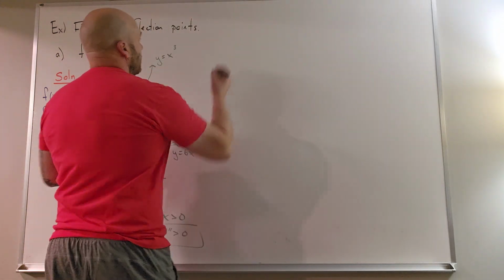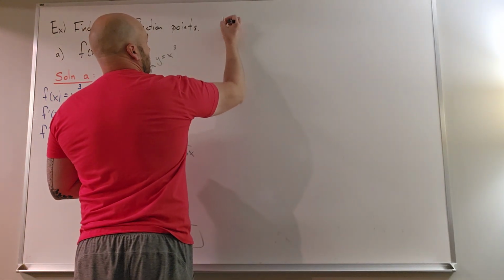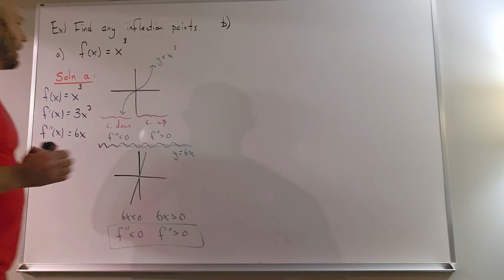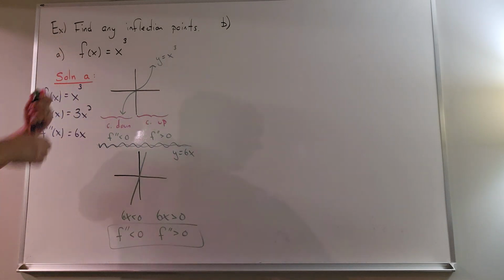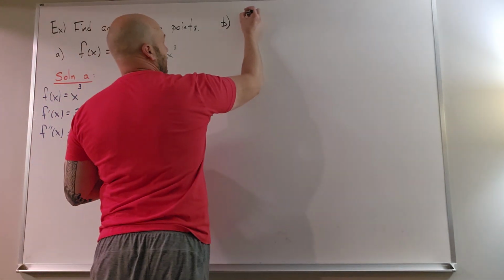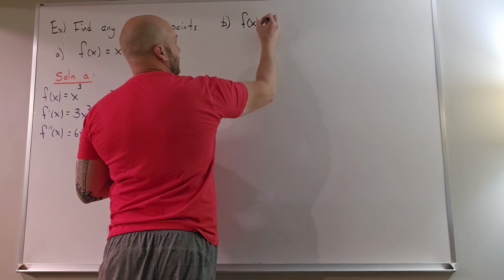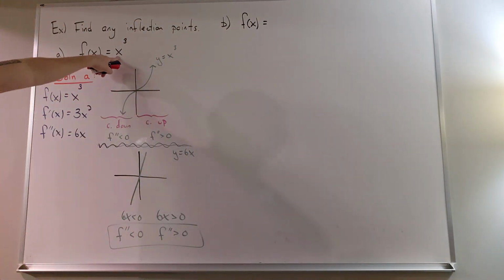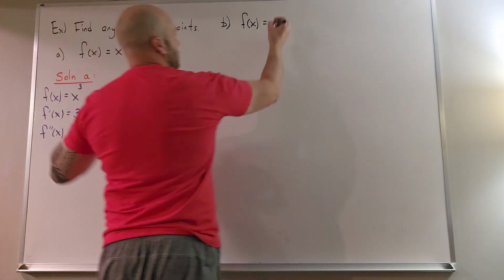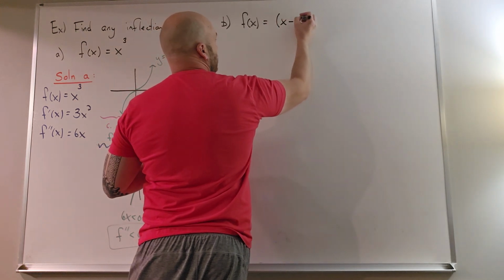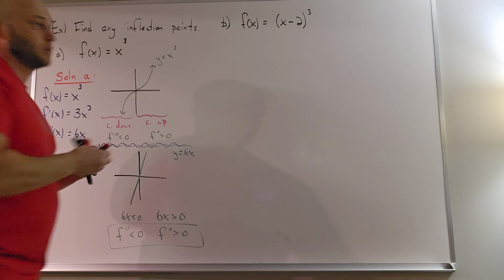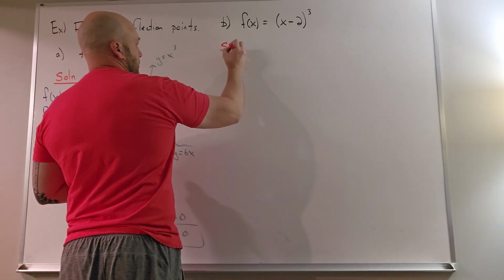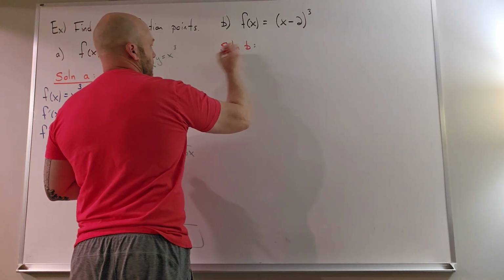Part B, I'm going to make a slight alteration to this. Again, we'll do it the more efficient way, and then we'll also tie it back into the graph. But let's say I did the following. F of x is equal to, so I'm going to take a very similar function, x minus 2 cubed.